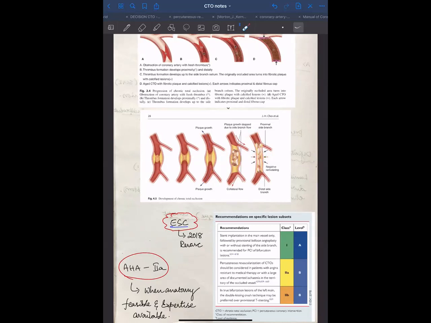Okay, so that means the occluded segment diameter is less than the healthy segment. Yeah, the external elastic lamina diameter compared to the external elastic lamina diameter of the healthy segment. So that is how you look at it. That is one of the advantages of CT, right?